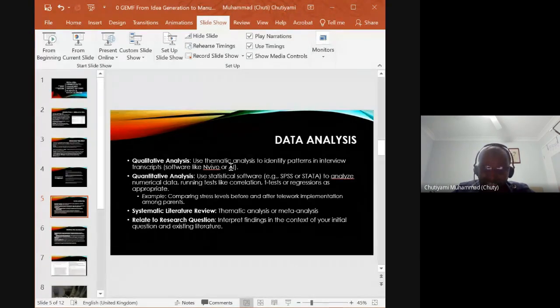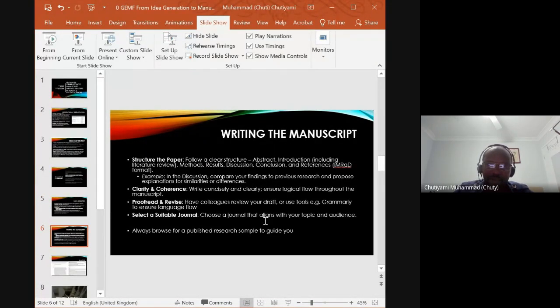Again, you can use something like ChatGPT to help you analyze qualitative research. It's very easy. You can ask ChatGPT, how do I analyze my qualitative data? And it will give you the step-by-step. And you can use software like SPSS to do quantitative research analysis. And for systematic review, we have had a big webinar about this, so you can have a look at the webinar another time.